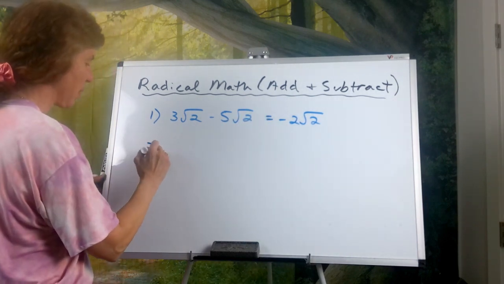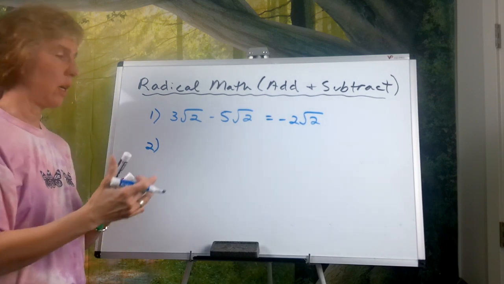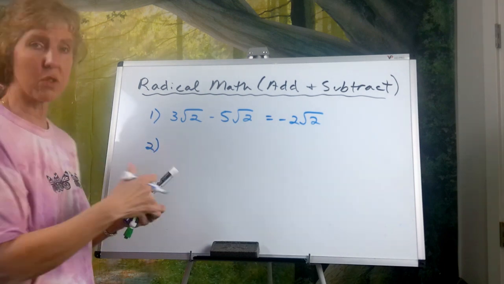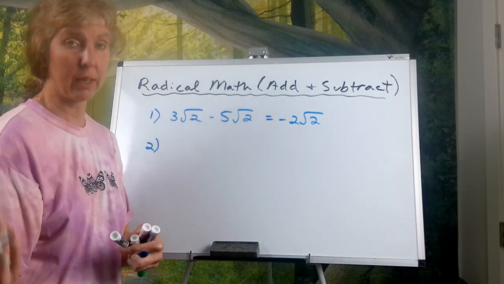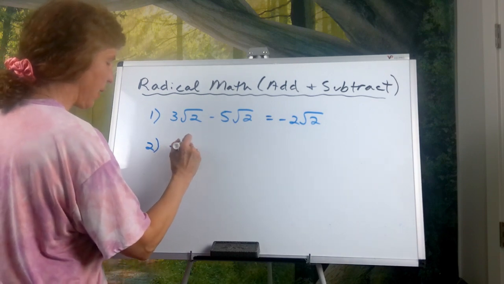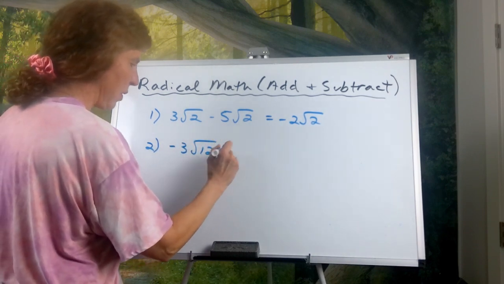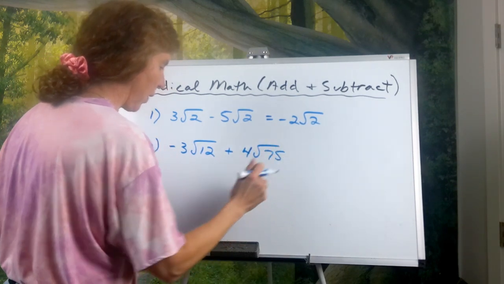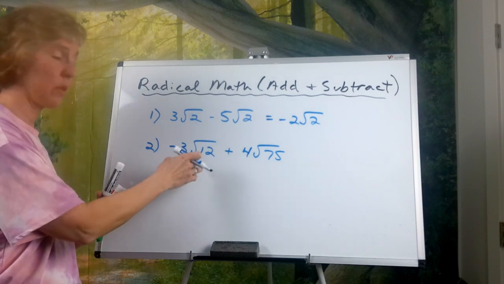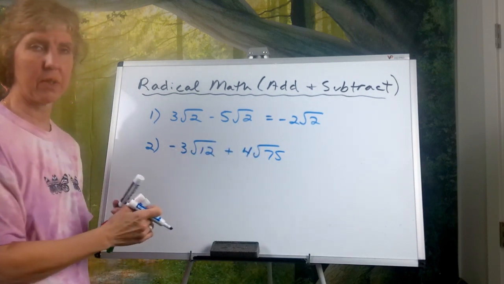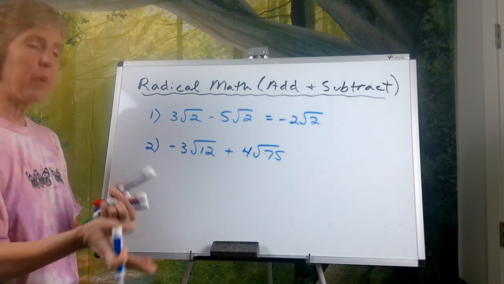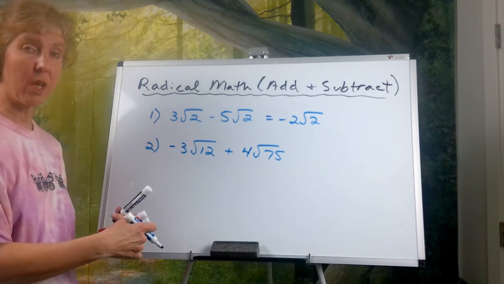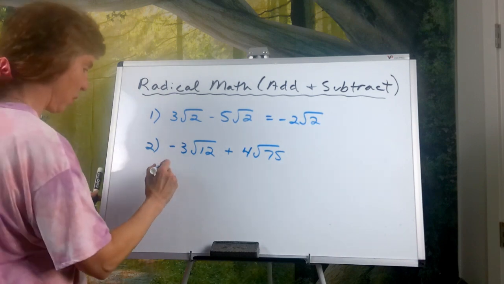Now sometimes, in fact most likely, they try to fool you with their questions by making your radicals look unlike when they're actually like. For example, if I had negative 3 root 12 and I added 4 root 75. All right, they're both square roots, but the number under the radical sign here is a 12, and the one under the radical sign there is a 75. But if we simplify them, that is jailbreak our radicals first, then I think they'll be like. Let me show you what I mean.